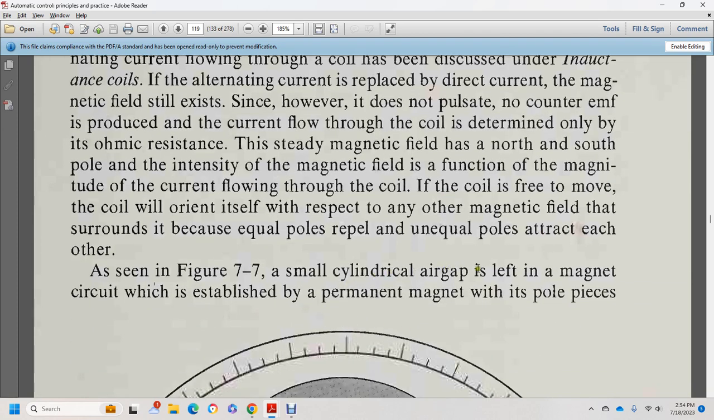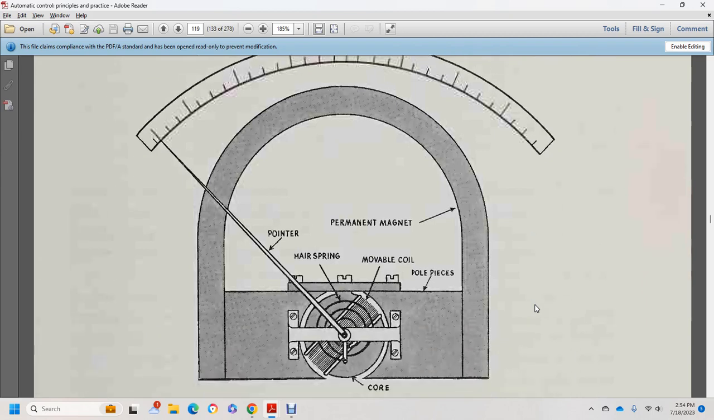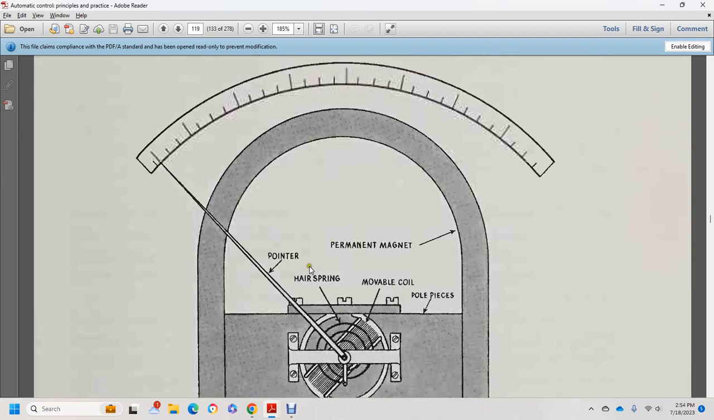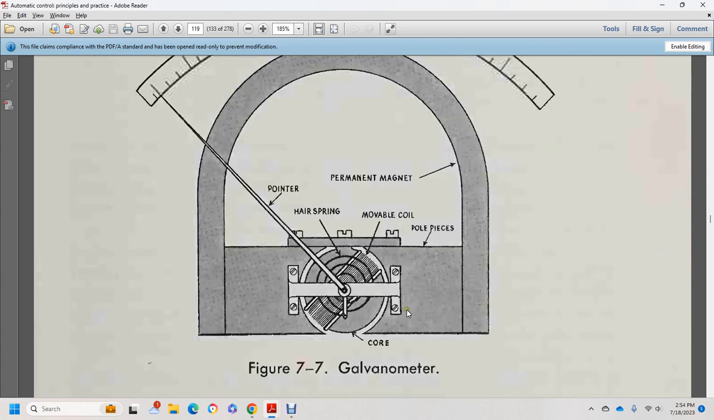A small cylindrical air gap is left in the magnet circuit. A permanent magnet with pole pieces. So this shows your galvanometer. You've got your pointer, permanent magnet, hairspring, and movable coil with pole pieces.